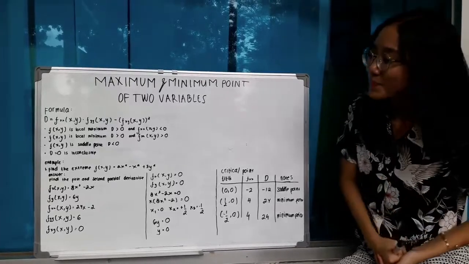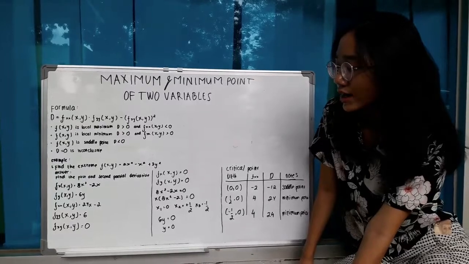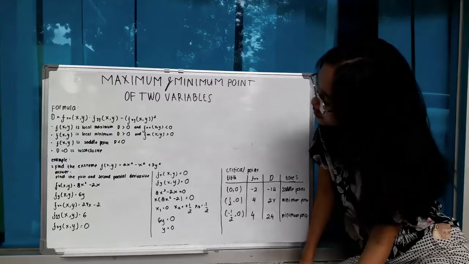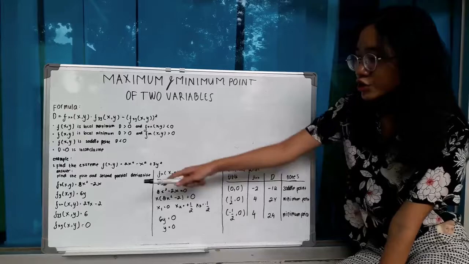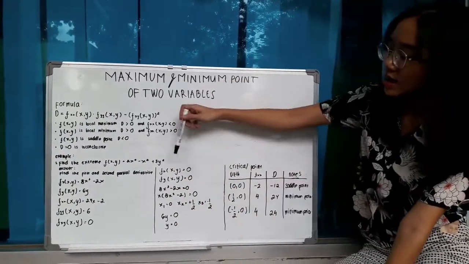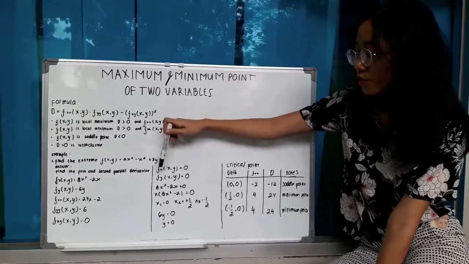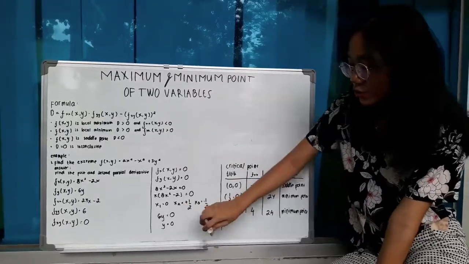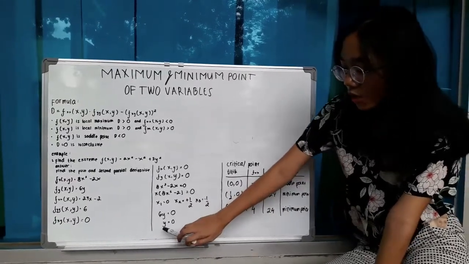Here's the example of the maximum and minimum point. Find the extreme point of the function equal to 2x to the power of 4 minus x squared plus 3y squared. The answer is to find the first and second partial derivatives, which you can see here. We already listed it. Then we set the first derivative of x, f_x(x, y), equal to 0, and the first derivative of y, f_y(x, y), equal to 0 too. Then we find x, which is 0, plus half and minus half. Then we find y is only 0.